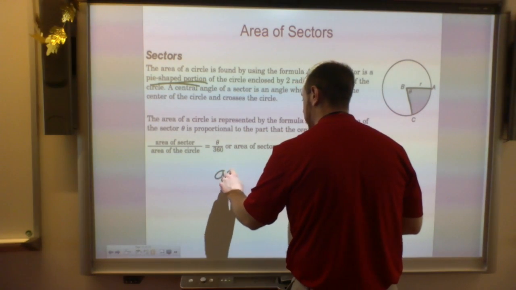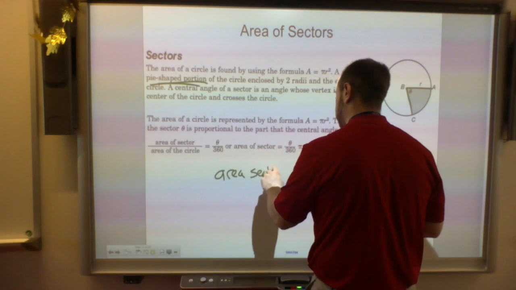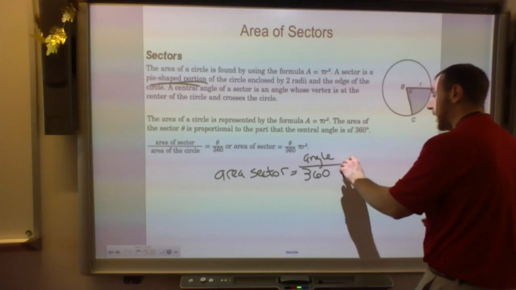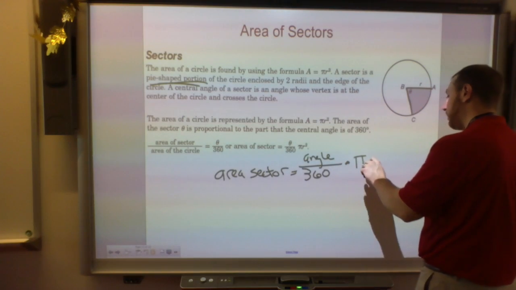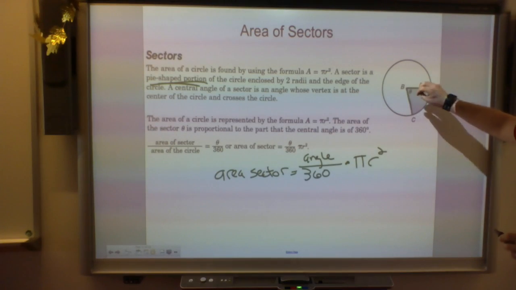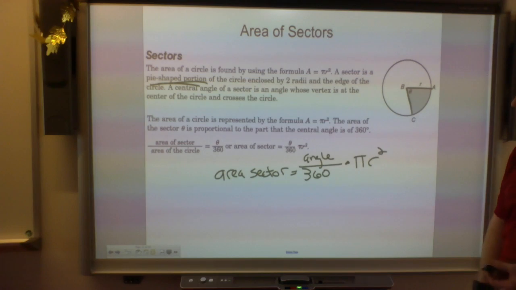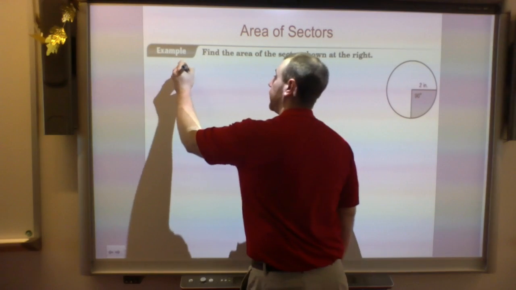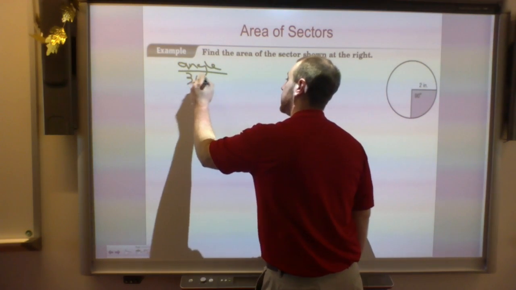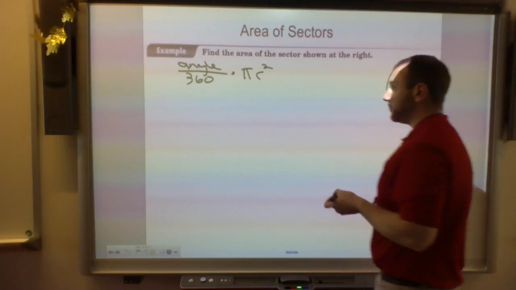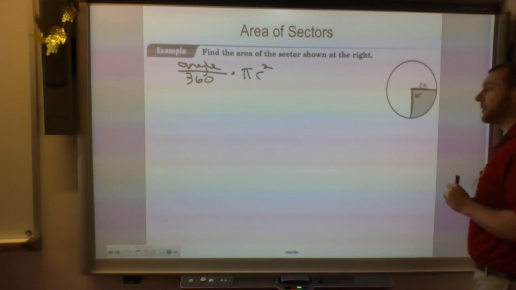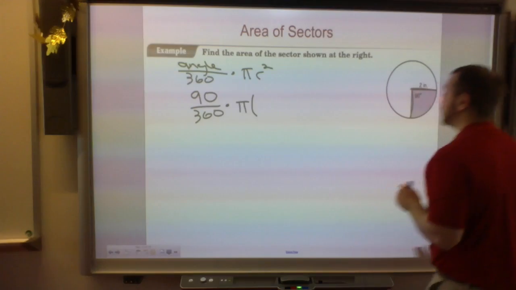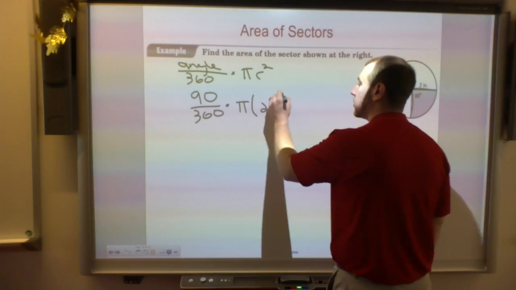The area of a sector equals my angle over 360 times my area of my circle, pi r squared. That angle being that portion of that 360 that I'm dealing with. So that's the formula I'm going to use to find the area. So angle over 360 times pi r squared. In this case, my angle here is 90 over 360 times pi times my radius, which is 2 squared.